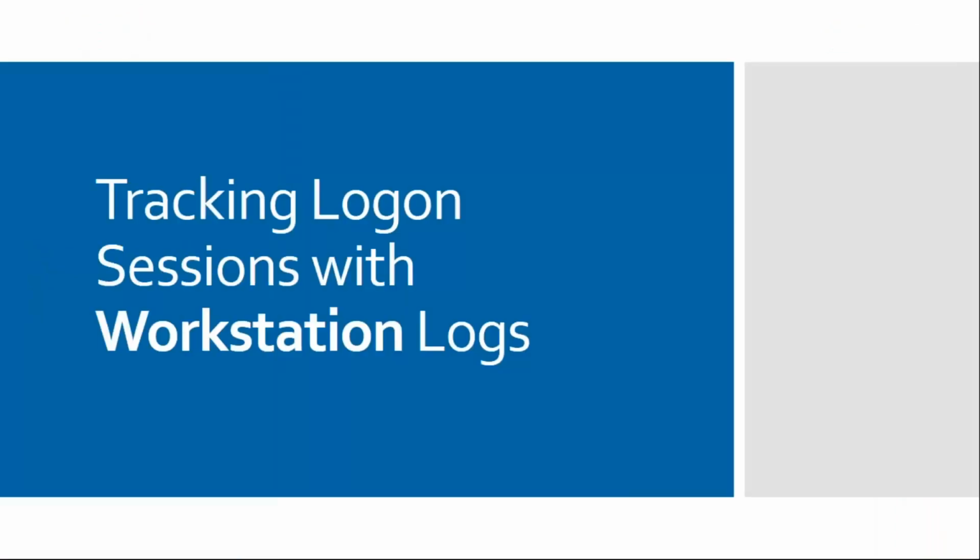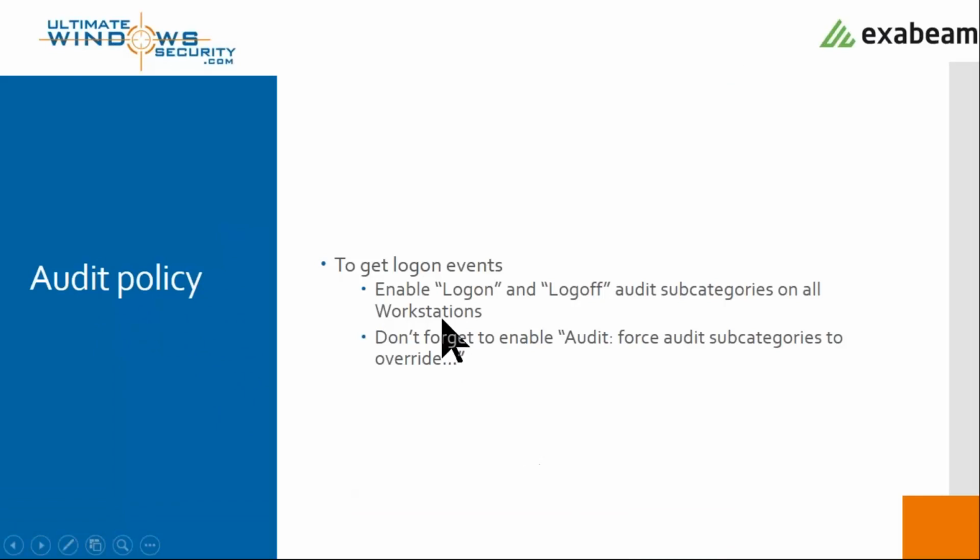First of all, let's talk about doing this with workstation logs. This is assuming that you're getting all the logs from all of your workstations out there. You would need to enable both the logon and log-off audit subcategories in order to get the events that I'm going to show you. And folks, don't forget to enable this setting under security options: force audit subcategories to override the category setting. Because there's two ways to configure auditing in Windows. One is a legacy way with categories. The other is the newer, more modern way with subcategories. And so you want to enable that setting in order to make these changes take effect.